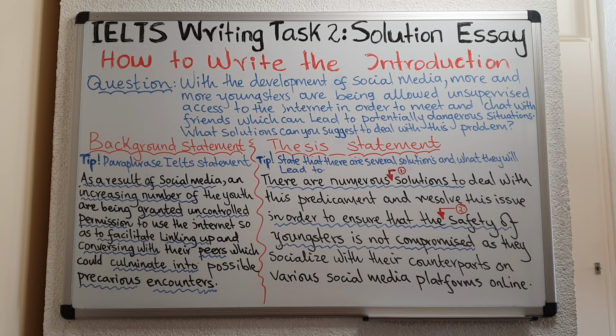Now remember, when it comes to writing task 2, you're supposed to write more than 250 words. If you're aiming for a band 9 or a band 8, then you need to write more than 300 words. Remember, you've only got 40 minutes to write your task 2. Your task 2 should be made up of 4 paragraphs. That is the introduction, 2 main body paragraphs, and the conclusion.